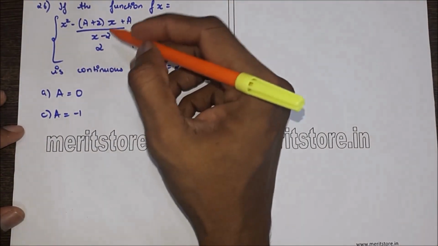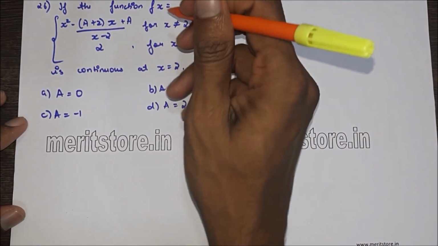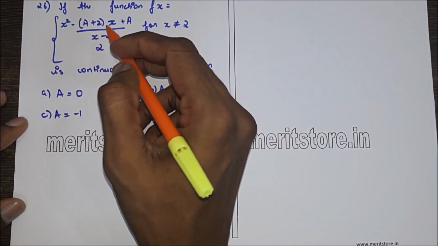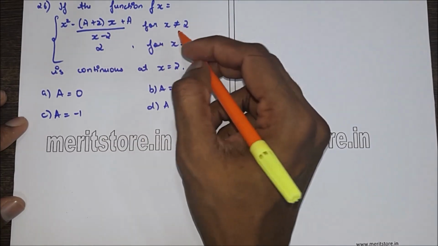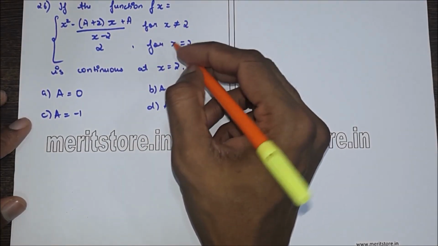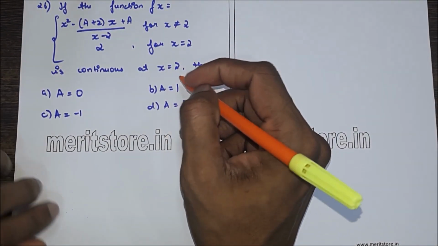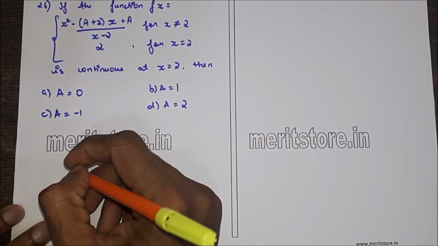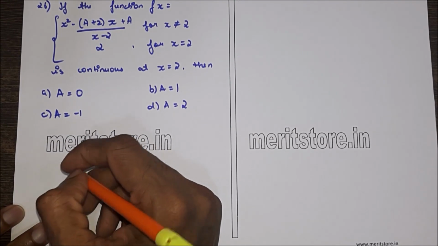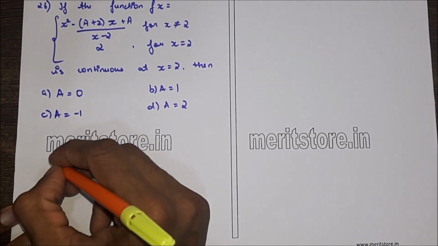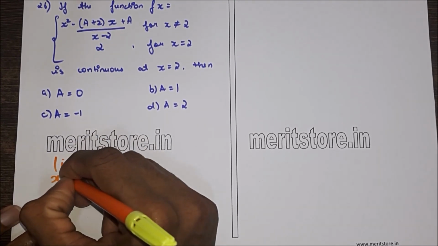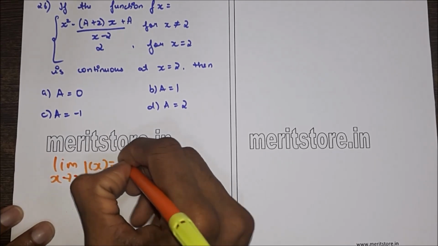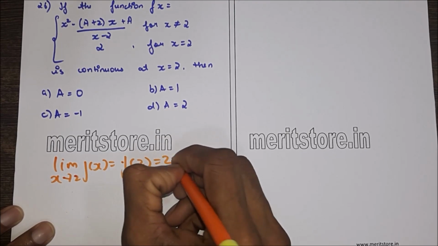Question 26. If the function f of x is equal to x square minus (a plus 2) into x plus a upon x minus 2 for x not equal to 2, and 2 for x equal to 2, is continuous at x is equal to 2, then we are given 4 options. If f of x is continuous at x is equal to 2, then limit x approaches to 2 of f of x is equal to f of 2 equal to 2.